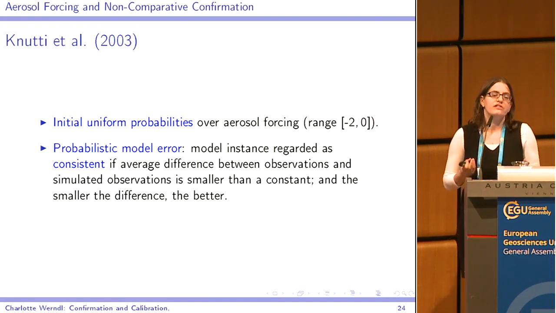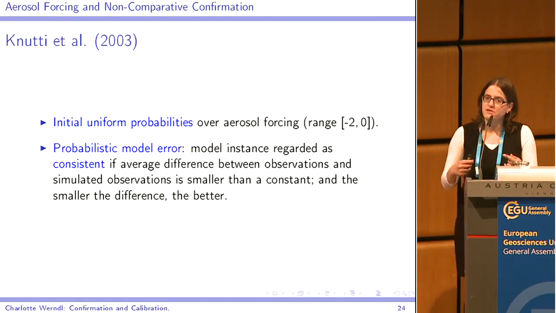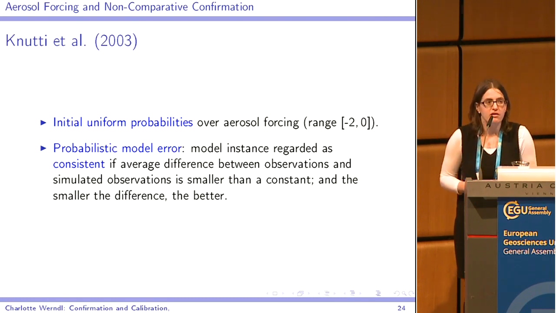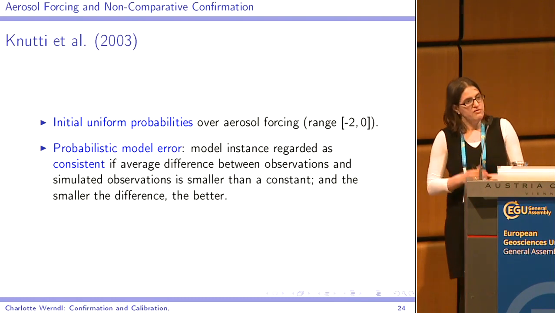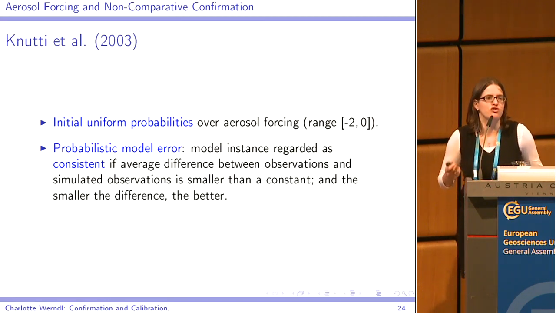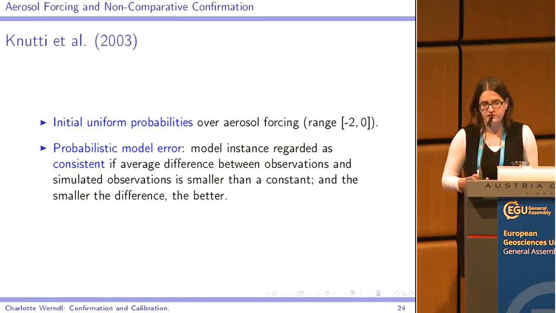And then they have the idea of consistent model instances. The idea is you sum up the difference between the data points of a model instance and the real data. And if that difference is smaller than a certain constant, then the model instance is called consistent. And of course, the smaller the constant, the better.